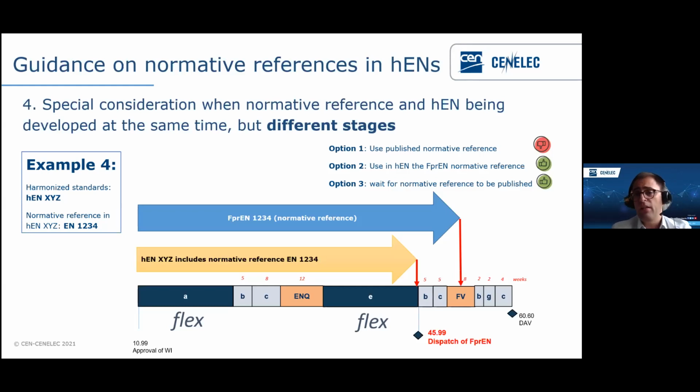Option 2 is that you can include in your harmonized standard the FprEN normative reference version. Or option 3, you can wait for the publication of the normative reference and then submit the harmonized standard to CCMC for formal vote with the normative reference with the latest date of publication.